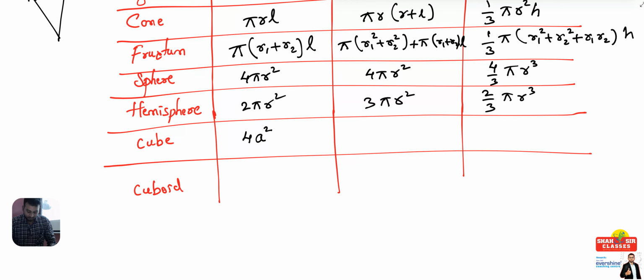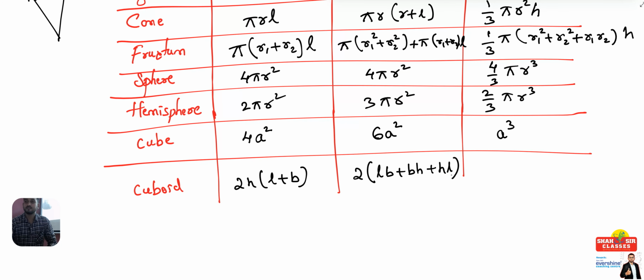And next is total surface area, 6a square. Volume, a cube. Side cube. Cuboid, lateral surface area 2h into L plus B. H means height, L means length, B is breadth or width. Understood? 2h into L plus B. Total surface area 2 into LB plus BH plus HL. Volume L into B into H. Length into breadth into height, or length into width into height.